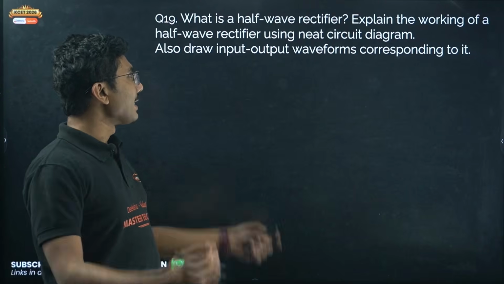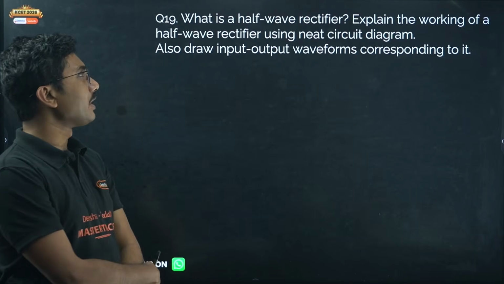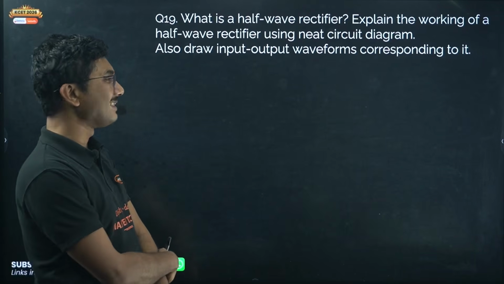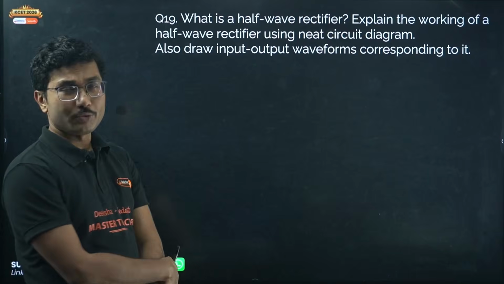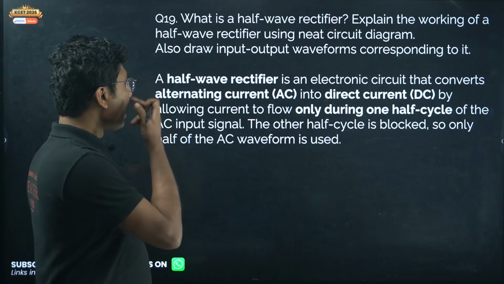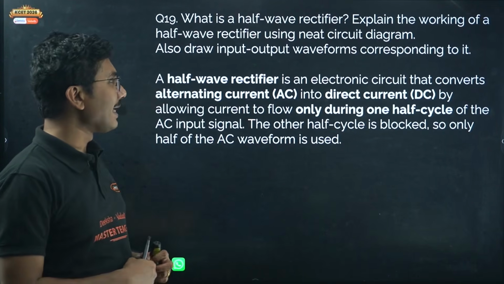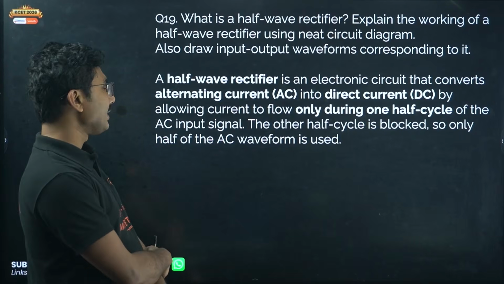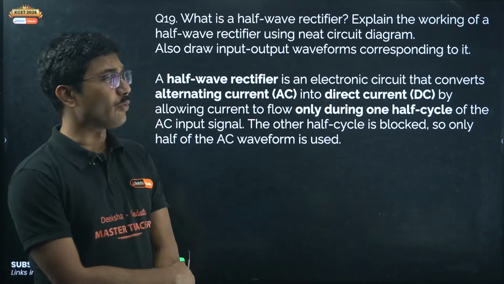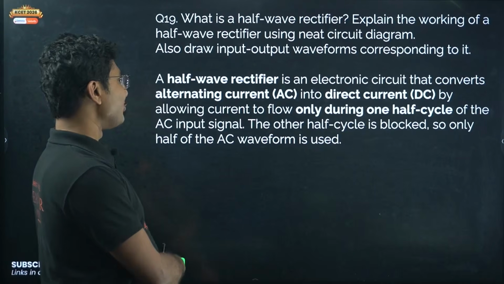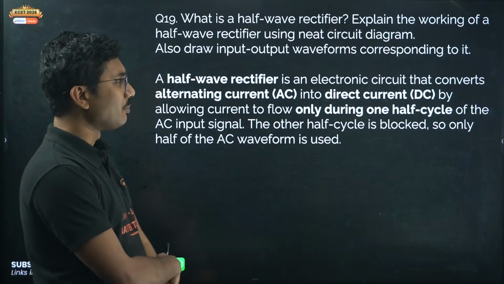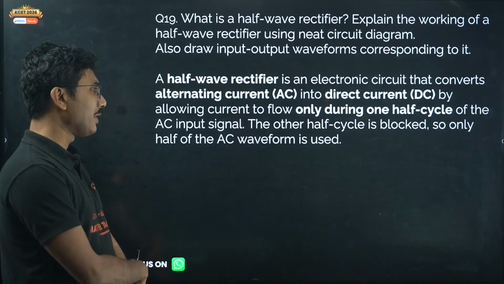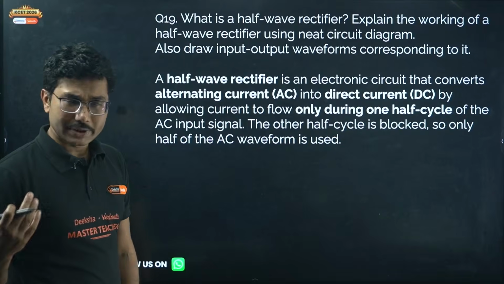Next, what is a half wave rectifier? Explain the working of a half wave rectifier using a neat circuit diagram. Also draw the input output diagram. A half wave rectifier is an electronic circuit that converts alternating current AC into direct current by allowing the current to flow only during one half cycle of the AC input signal. The other half cycle is blocked, so only half of the AC waveform is used. That's why it is called half wave.